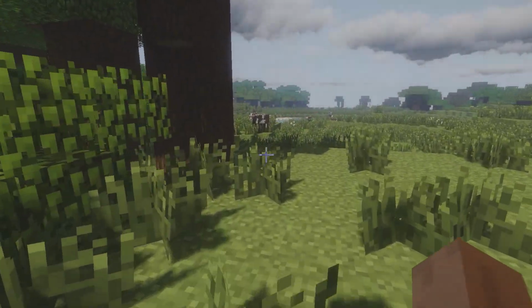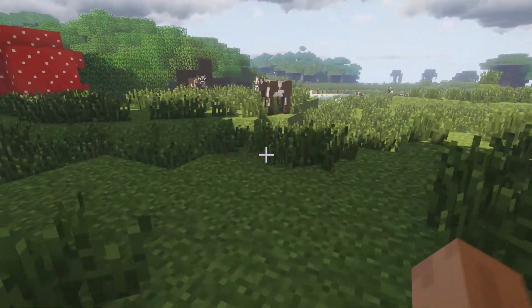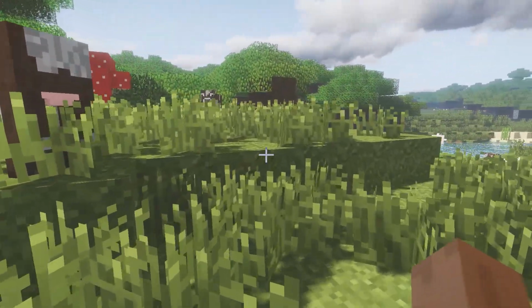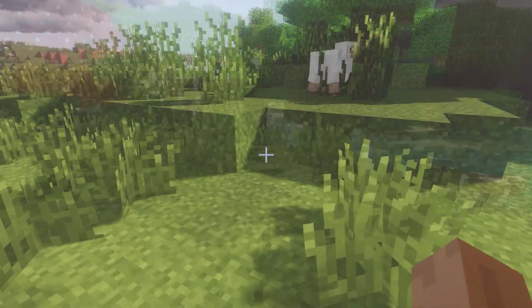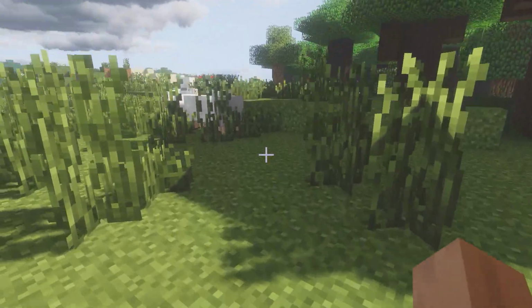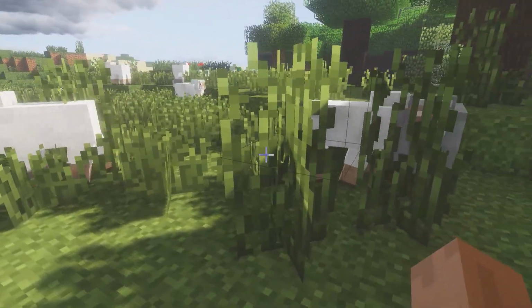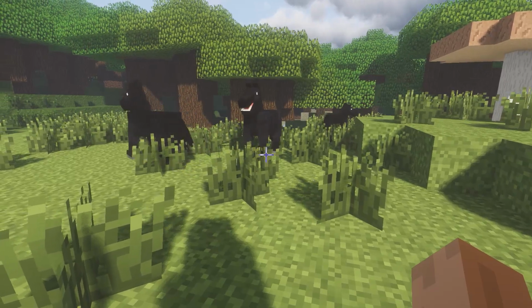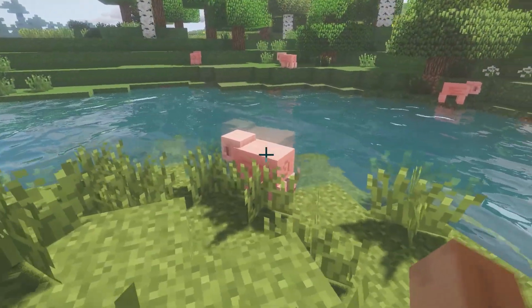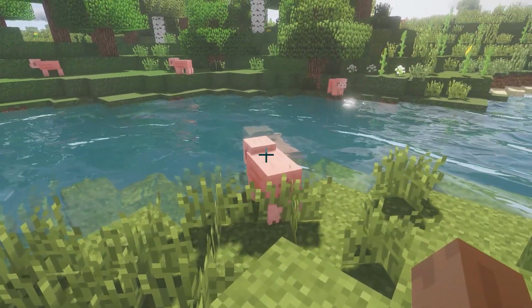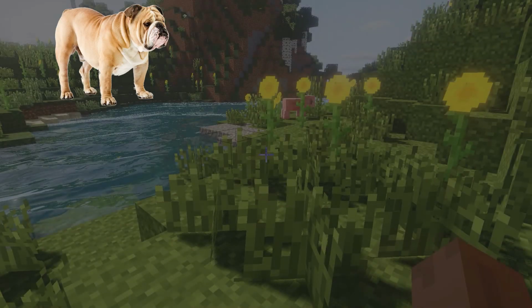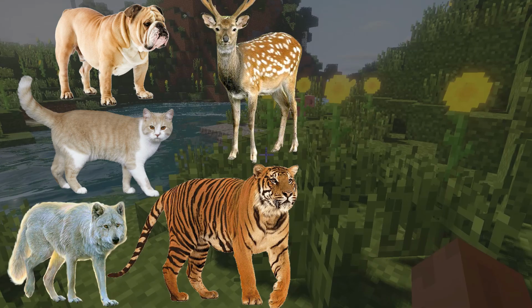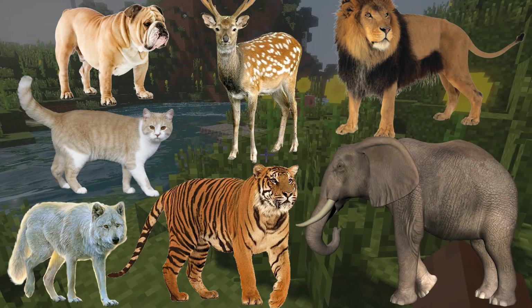You walk in the forest. You find many animals, such as cows, sheep, horses, pigs, dogs, cats, wolves, deer, tigers, lions, elephants, and others.